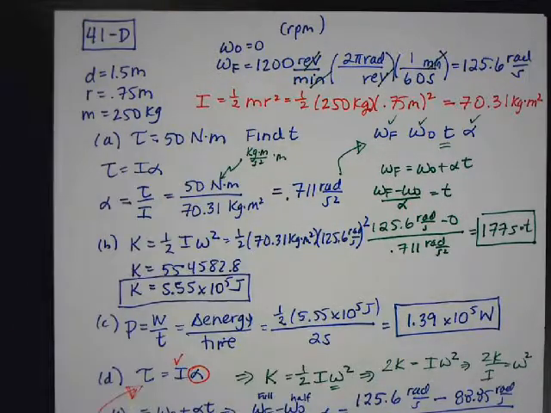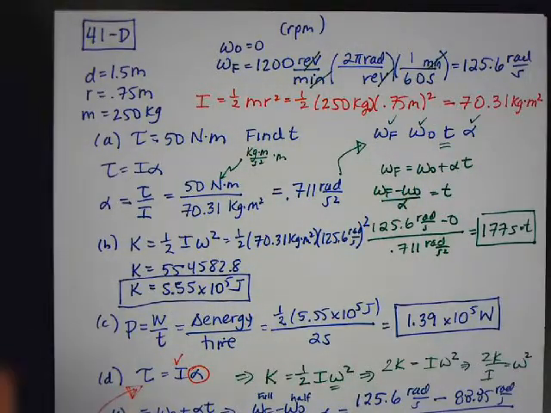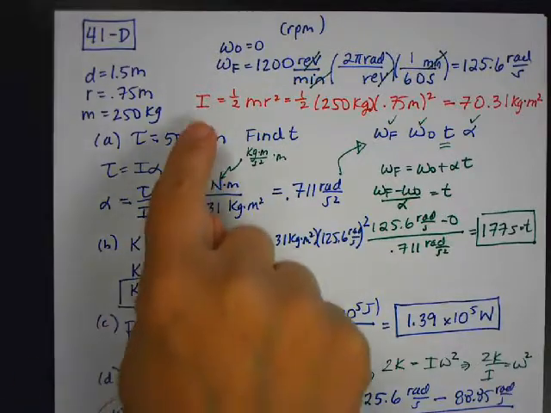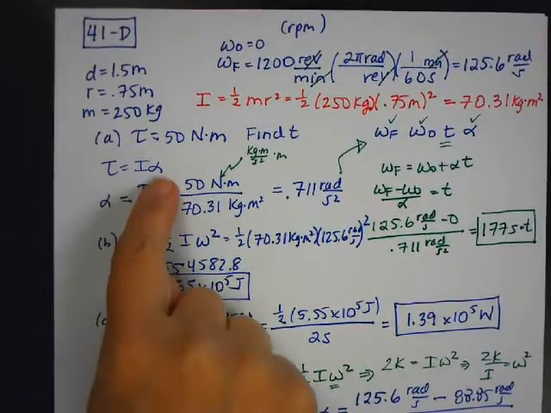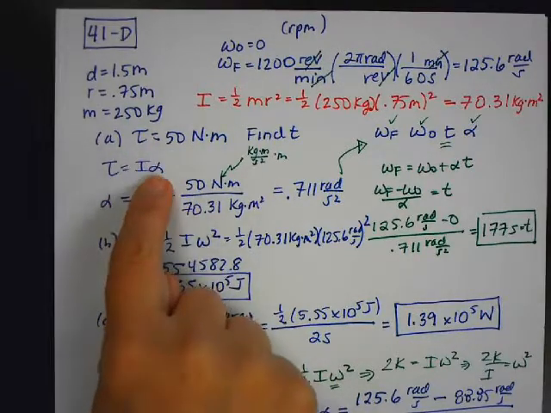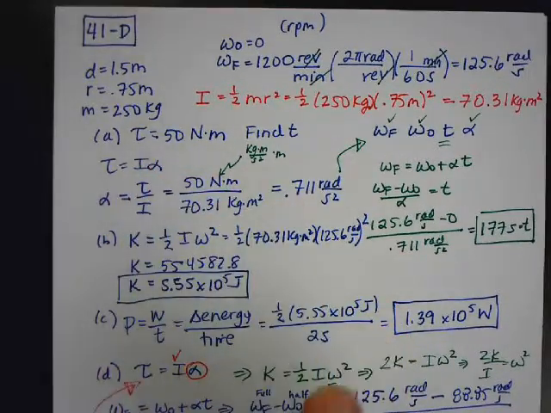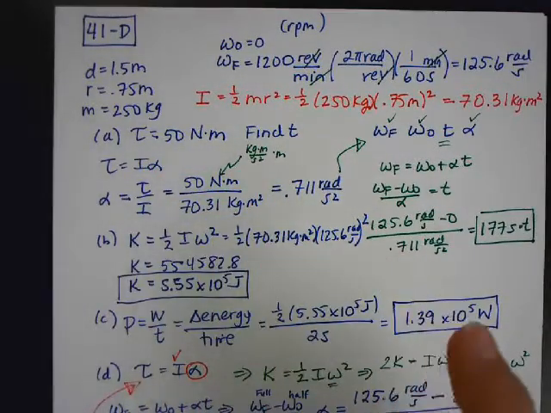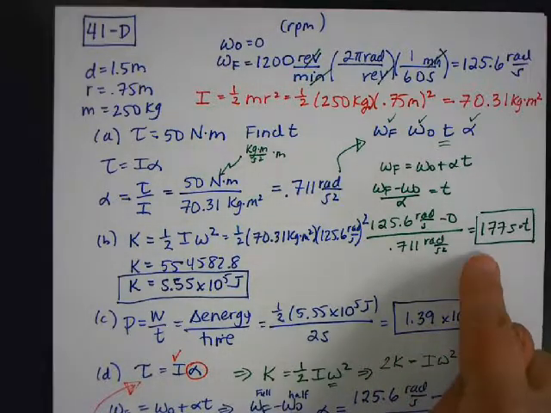They gave me omega f in revolutions per minute. I want to convert that to radians per second. I have to say what its shape is: a flywheel. A flywheel is like a cylinder, so I'm going to use the moment of inertia of a cylinder. Then as I write stuff down, I'm going to say, okay, here torque is equal to I alpha. I want to find alpha. I was given the torque. What do I need? I need my alpha.